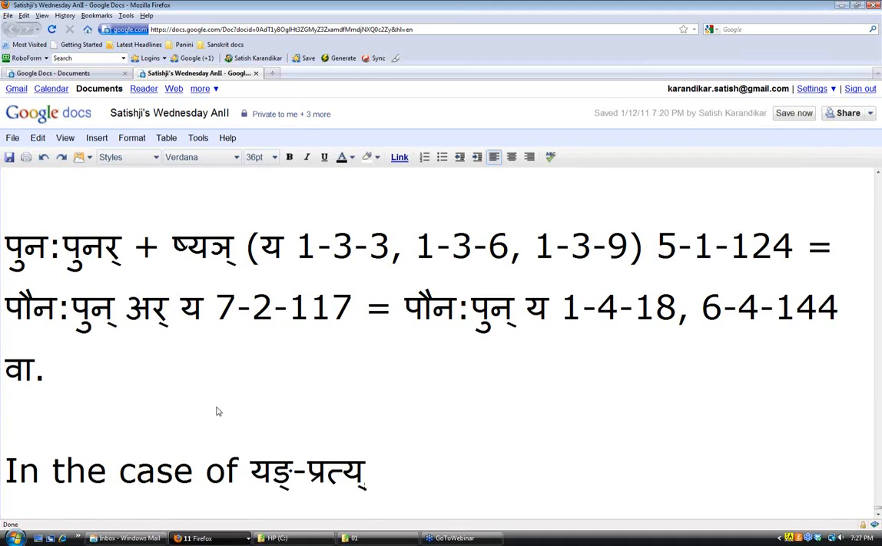So the bad news, not very bad news, is that there were about seven or eight rules for the abhyasa bhaga. That is going to be our main issue in this yan pratyaya, the abhyasa bhaga.